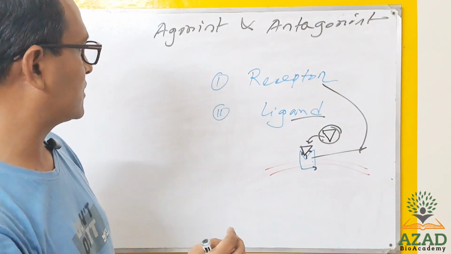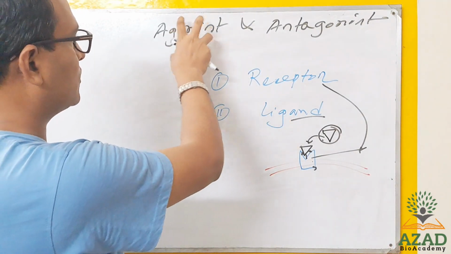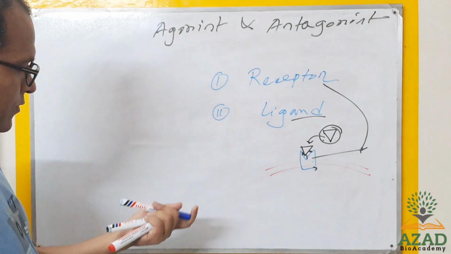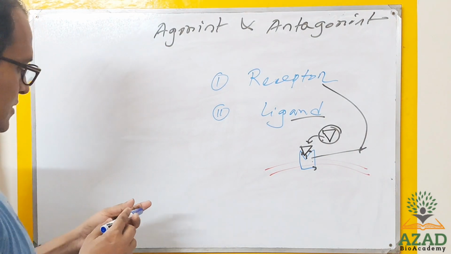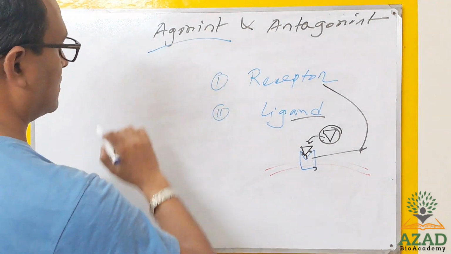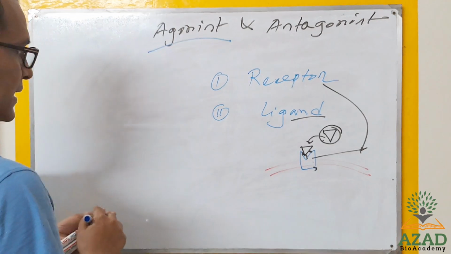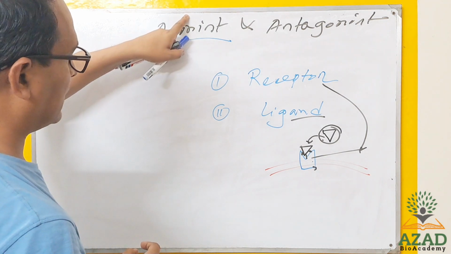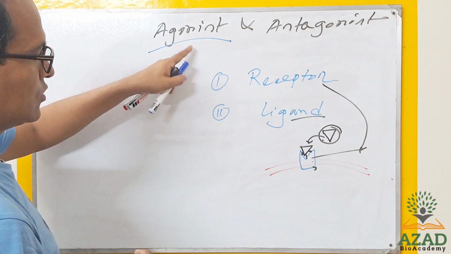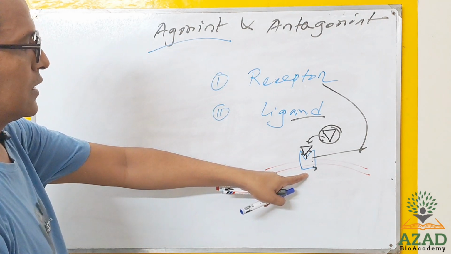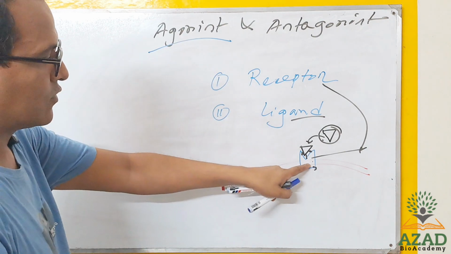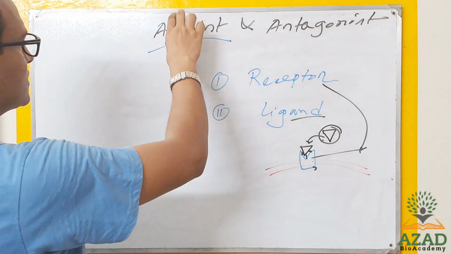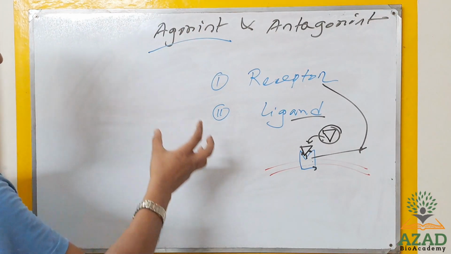I am discussing this before agonist and antagonist, and now I will come to the main point. So now come to the point, agonist. Agonist means what? If I try to explain, agonist means it has attraction to the receptor and it has the ability to change the conformation of the receptor. That is called an agonist. So an agonist can be endogenous or exogenous.